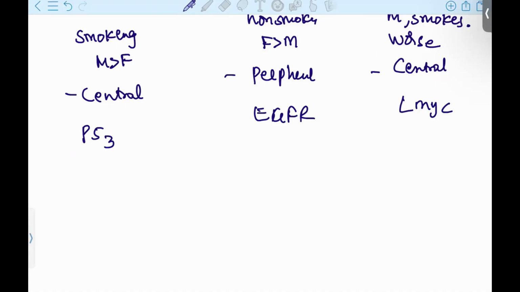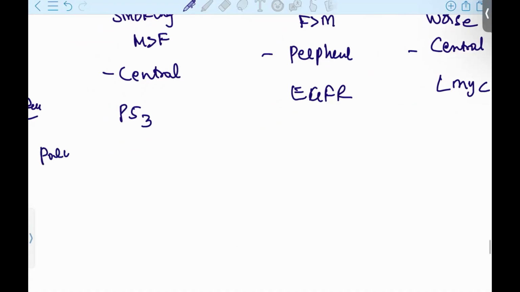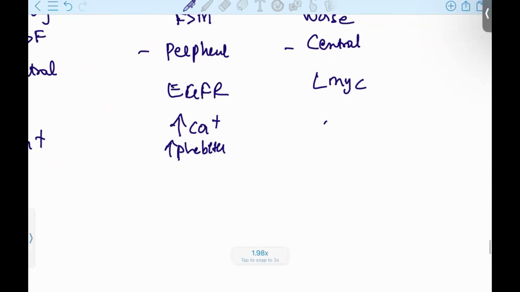Next, paraneoplastic features. Increased calcium levels are seen in squamous cell carcinoma. Here also increased calcium levels, and also phlebitis. Phlebitis risk is present in this patient. Lambert-Eaton syndrome is increased, and along with that, SIADH is also a risk in these patients.